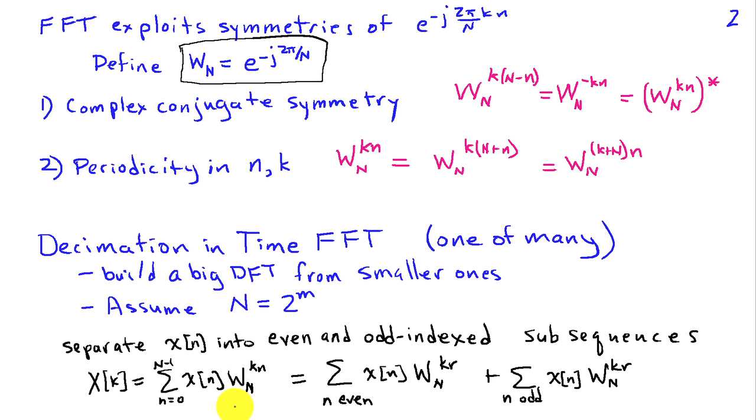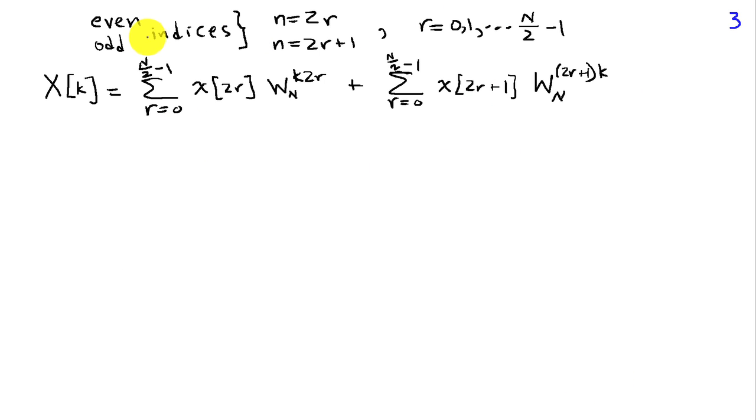So this is my DFT, and I'm going to break that up into a sum of terms involving even indices for n and a sum of terms involving odd indices for n. Now I can write an even index as n equals 2r, where r goes 0, 1, up to N over 2 minus 1. And remember, N is a power of 2, so N over 2 is an integer. And I can write my odd indices as n equals 2r plus 1, where again r ranges over this interval.